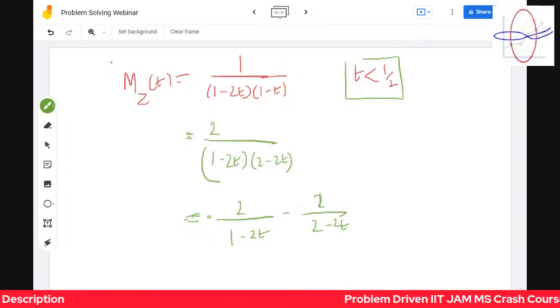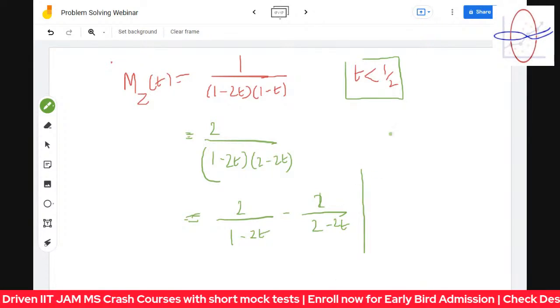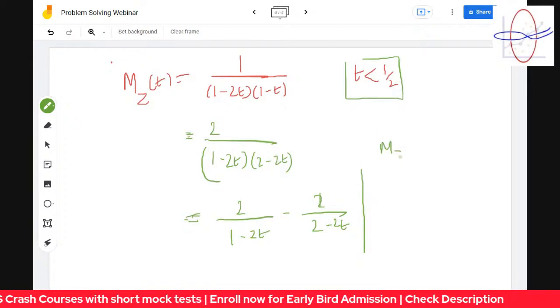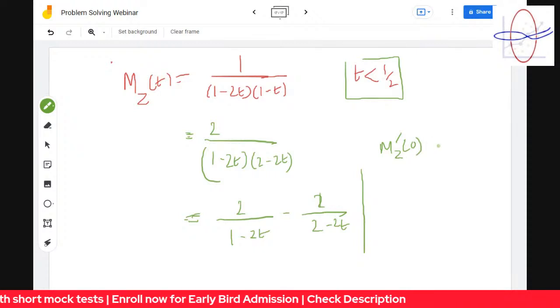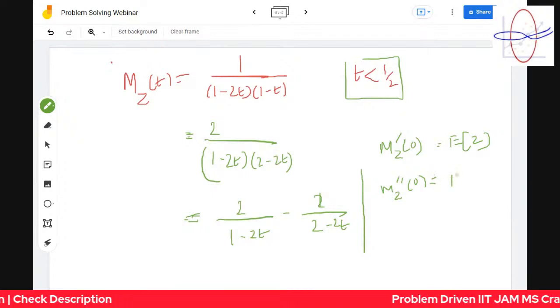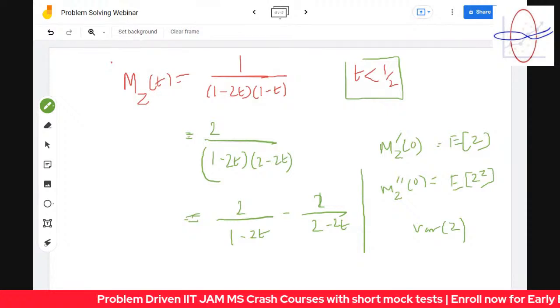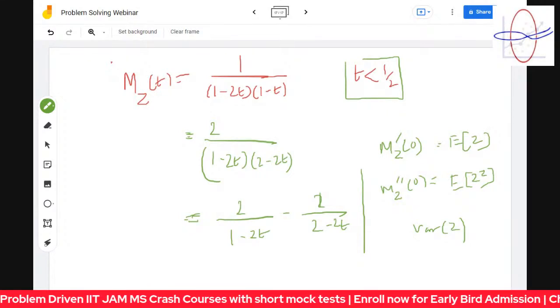I've done it correctly. Yes, so this is correct. So done it. Now you differentiate. It will be easier for you to differentiate now. Now you do M_Z dash of 0, you get expectation of Z, and you do M_Z double dash of 0, you get expectation of Z square. From there you get variance of Z. All of you understood this, guys?